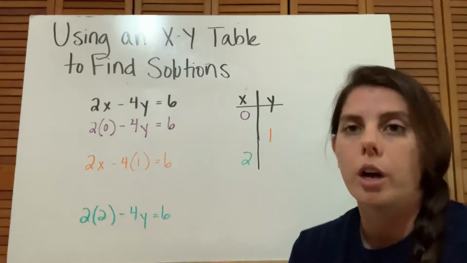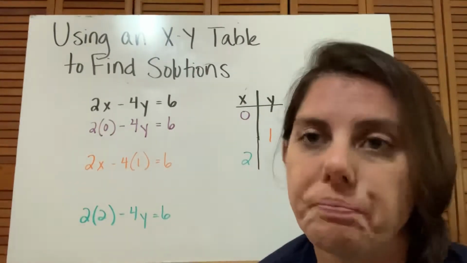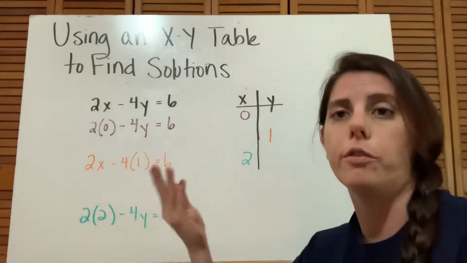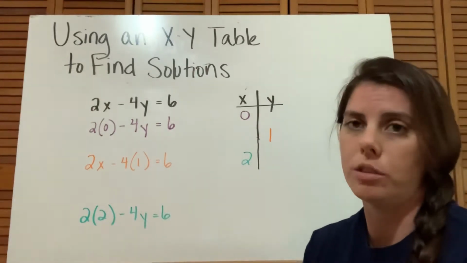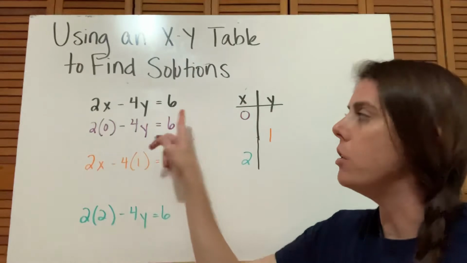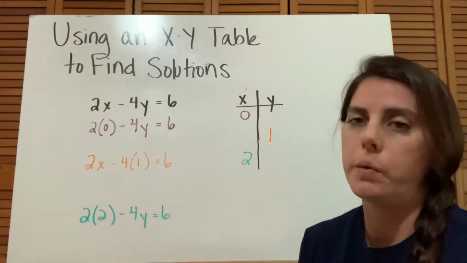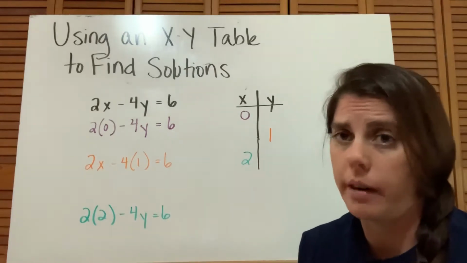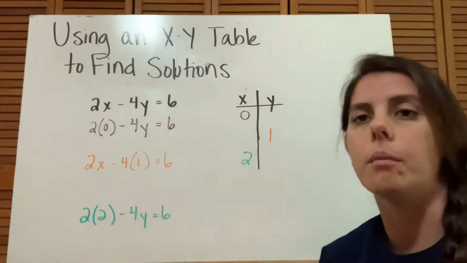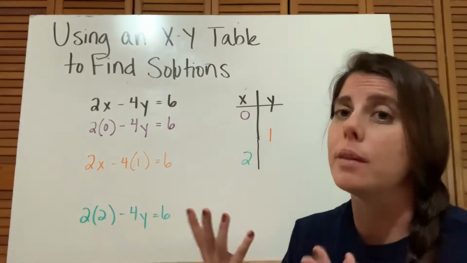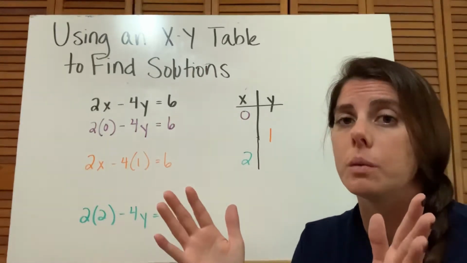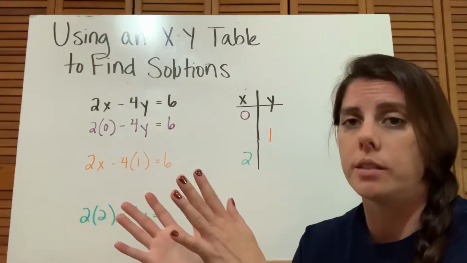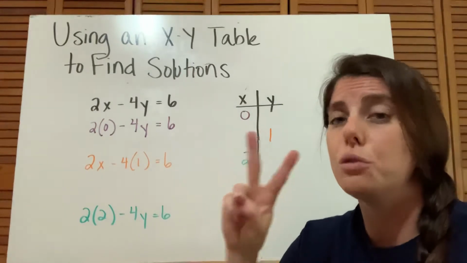So just to go over a couple more problems, in this problem for using our xy table to find solutions to an equation, if you notice the example equation that I'm using here does not have a variable by itself on one side of the equal sign. So remember, if we think back to our properties of equality, that's something that's nice, is to get our variables on one side and our constants on the other. But in this case, we have two variables.